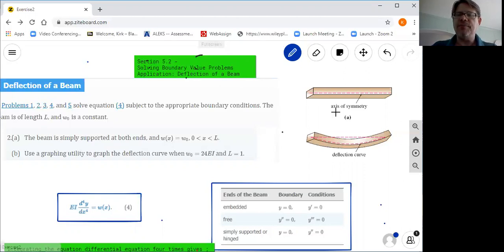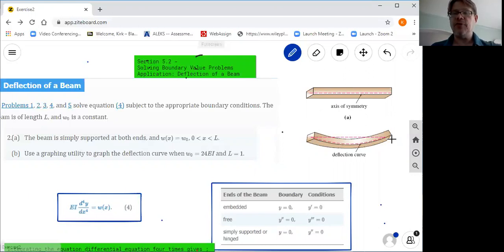Suppose that you have some beam of some material and there's some sort of load being placed on it. Well, how is it going to be depressed? What will we find for the solution function y for the amount of deflection in the beam from its axis of symmetry? That's what this section is really all about, solving boundary value problems. We may know some things about how this beam is supported at its two ends. So we're going to take a look at a problem like that here today.